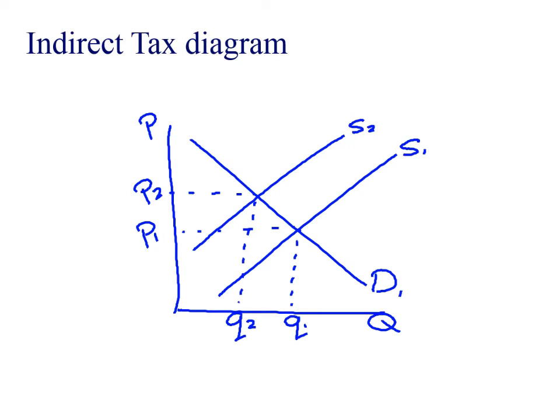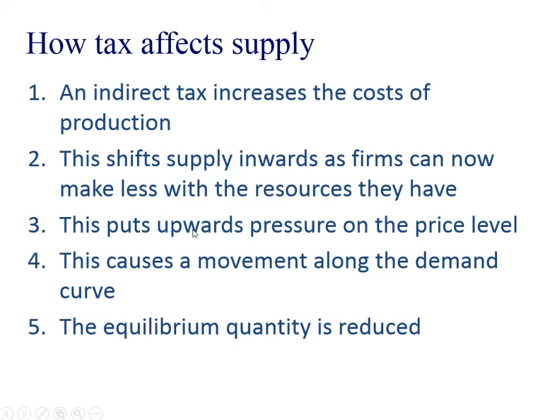So this is your indirect tax diagram. We have two supply curves with supply moving inwards. And here is why supply moves inwards, because it increases the cost of production. So it shifts supply inwards as firms can now make less with the resources they have. This puts upwards pressure on the price. Oh, it should be price, not price level, sorry. This causes a movement along the demand curve and the equilibrium quantity is reduced.